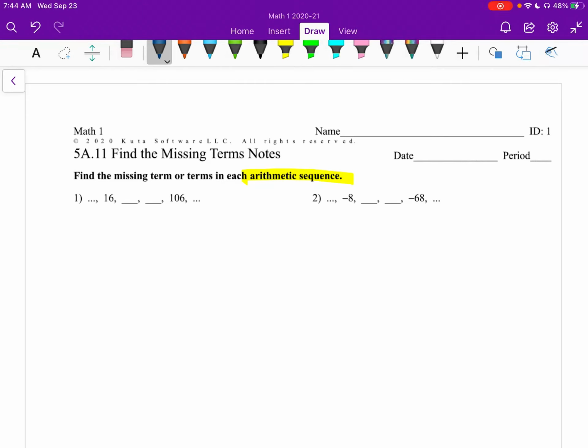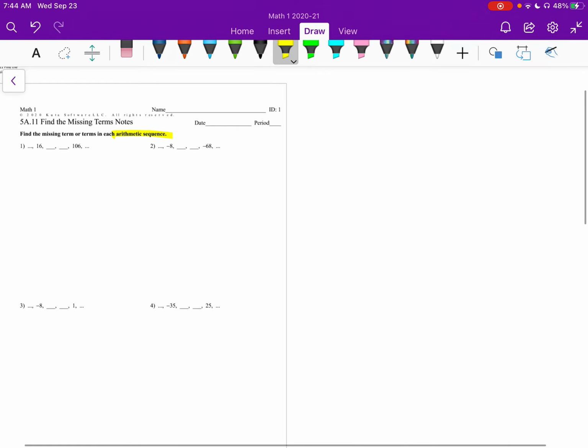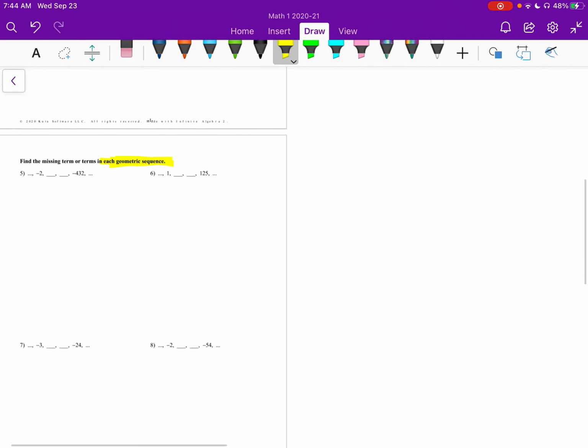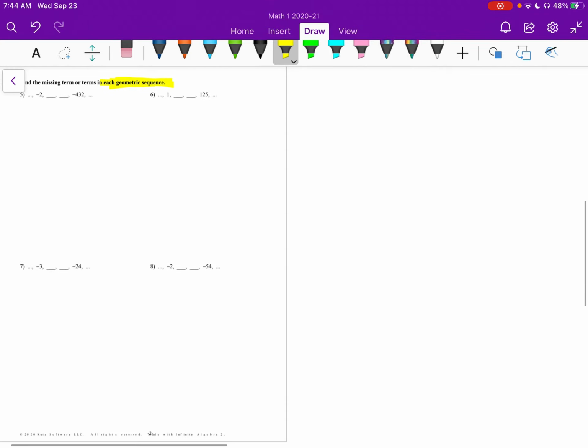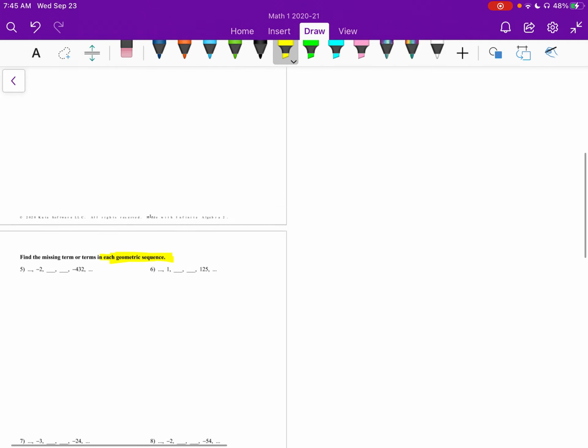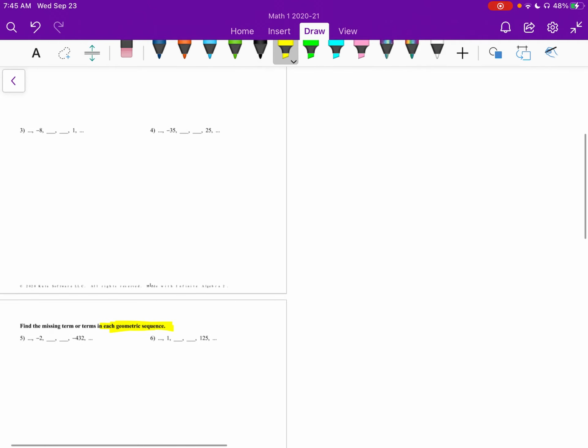Okay, Math 1, Section 11. We are finding missing terms, multiple missing terms for arithmetic and geometric sequences. So, to start, you should make note, underline, that the front page here is arithmetic sequences. The second page is geometric sequences. So you need to pay attention to that whenever you're working on your homework, on whether you're doing an arithmetic or a geometric sequence.